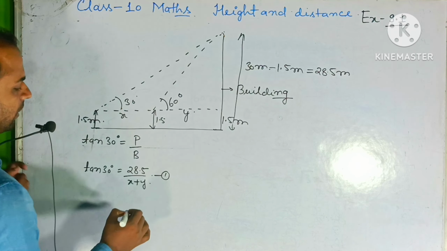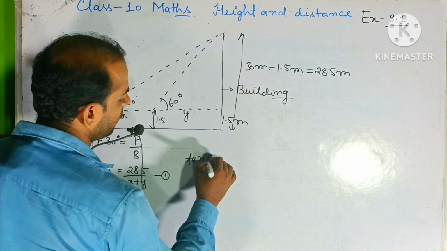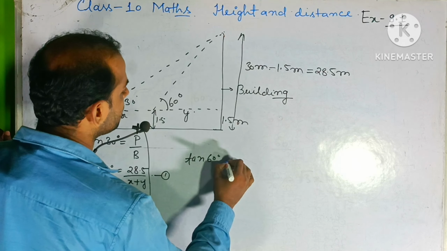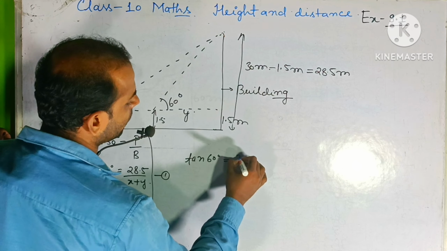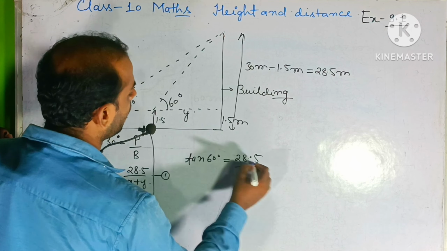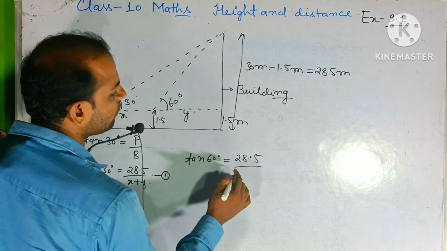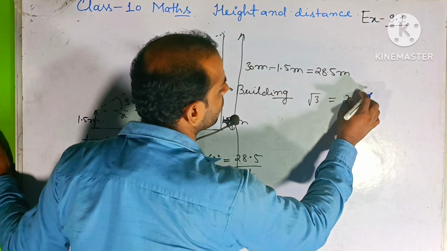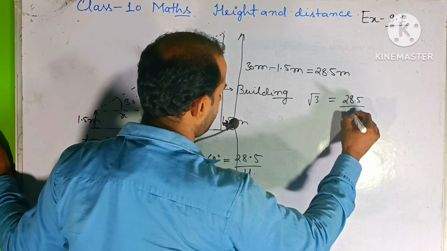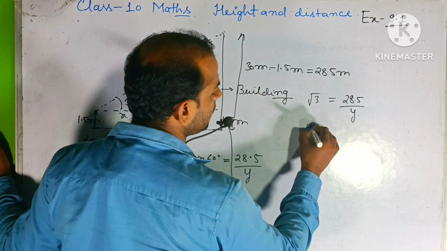Now this is equation 1, and from equation 2, tan 60 is equal to 28.5, and for this triangle the base is y only, so it will become like this. Firstly we will use this equation to find the value of y, and then we will put the value of y into the other equation to get the desired answer. Now let us see. Tan 60 will be root 3, and here it is 28.5 upon y. This will go up and 28.5 will go down.